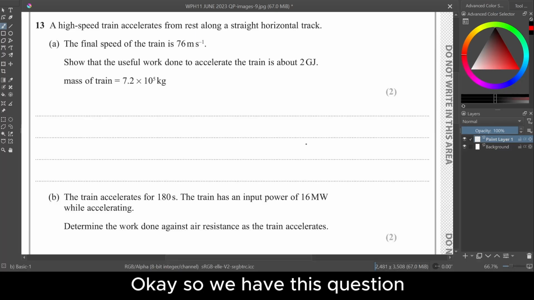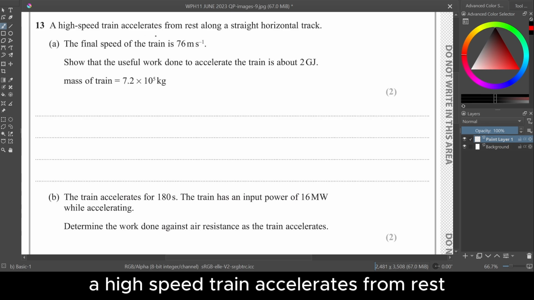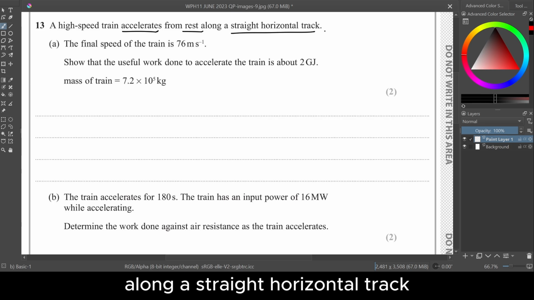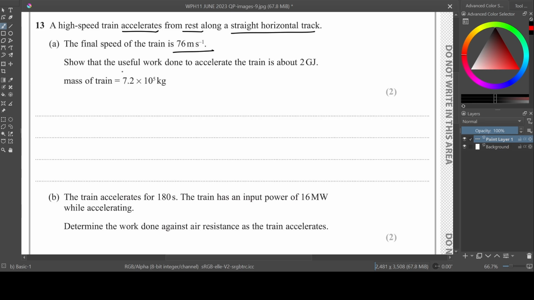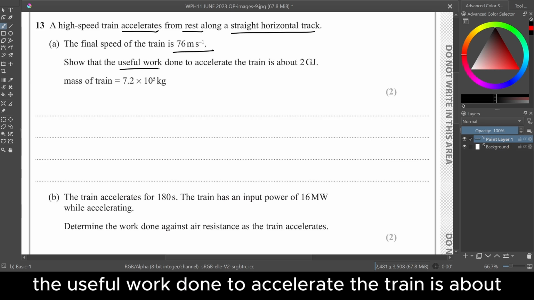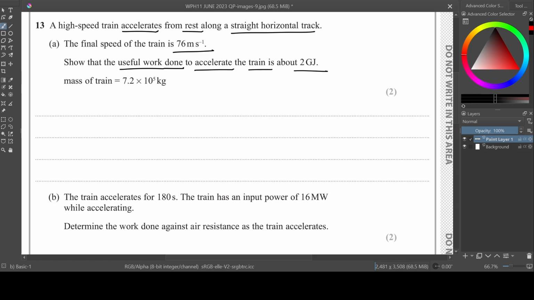Okay, so we have this next question here. A high-speed train accelerates from rest along a straight horizontal track. The final speed of the train is 76 meters per second. Show that the useful work done to accelerate the train is about 2 gigajoules.